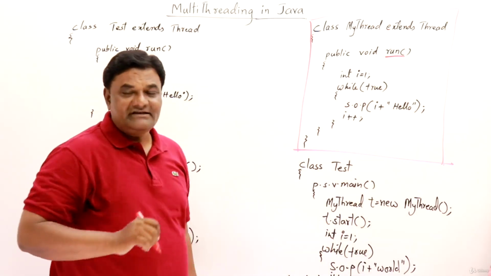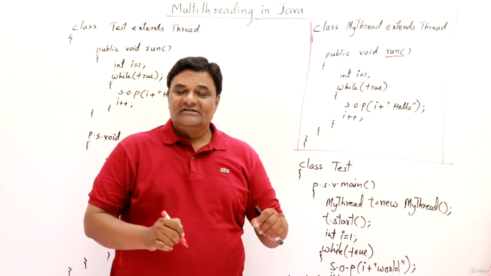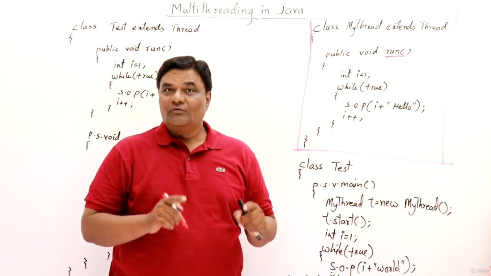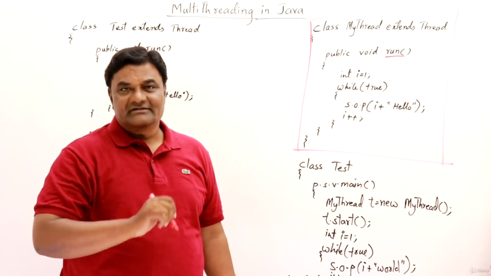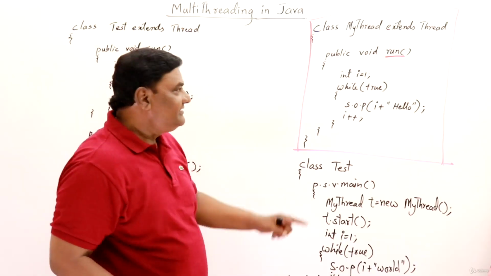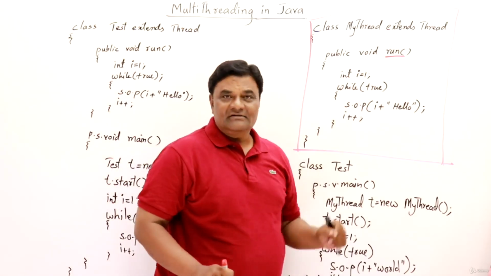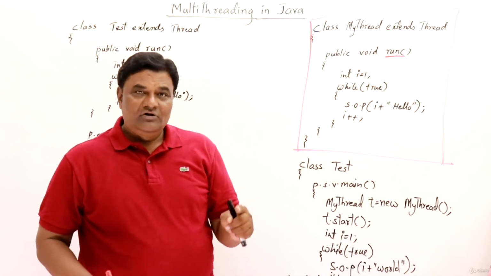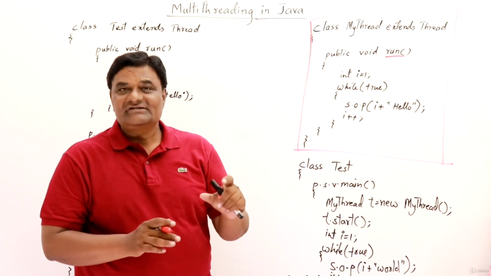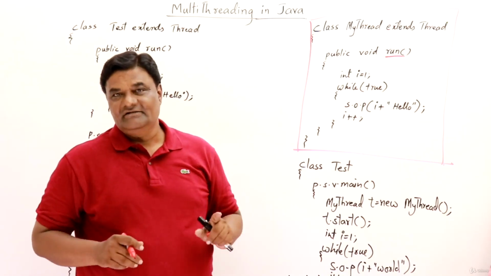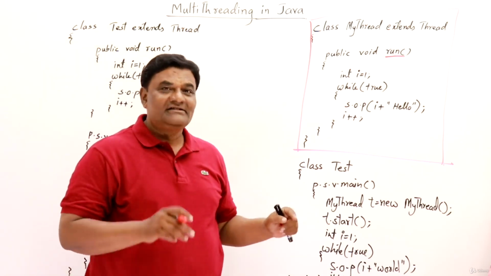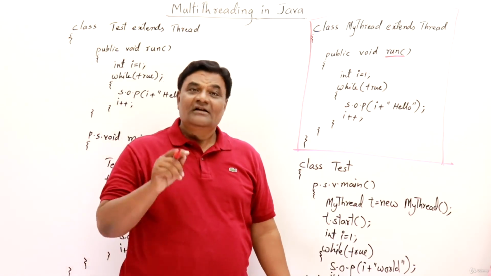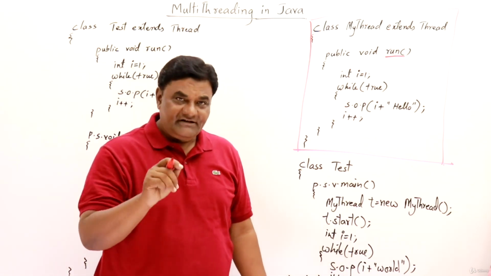Yes. Now listen carefully. Whenever you extend a class from the Thread class and you want to achieve multithreading, you must override the run method. And the signature of that method is public void run. Whatever logic you want in a thread, you must write inside the run method. Run is the starting point of a thread. Just like main is the starting point of a program, run is the starting point of a thread.